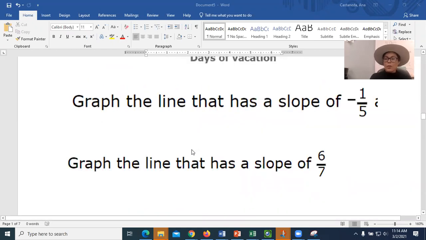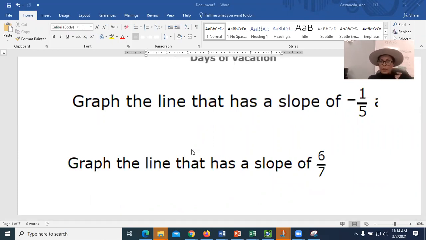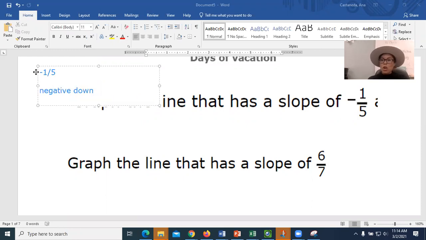All right, now the next question I'm going to ask you is, what's the movement? So you're going to have to tell me if it goes down, up, left, right, and how many. So if your slope is negative, that means you're going to be going down. So if it's negative 1 over 5, negative means you go down. How many down? That's the top number. So you'd be going 1 down. Okay, so your answer would be 1 down.